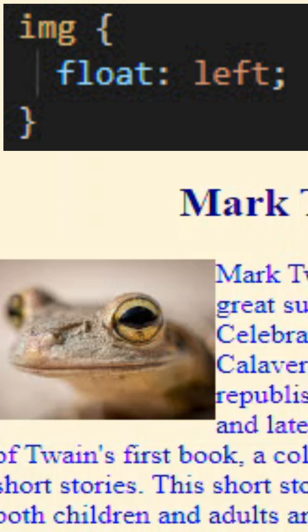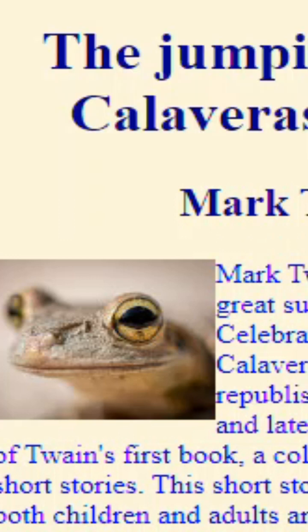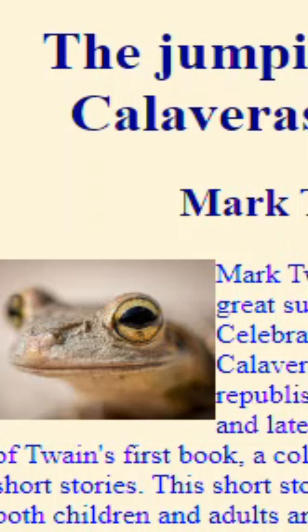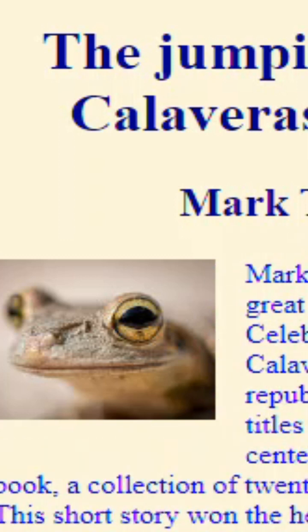But now I've got another problem. The text is touching the picture, and that's a no-no. So I'm going back to the IMG and I'm adding another command. I'm going to say margin-right is 1 REM. And EM is pronounced like M, the letter M. So that's the width of the letter M, and R is for the root or the body element, in other words. And I'll say margin bottom, the same thing. And so we see the text pull back.